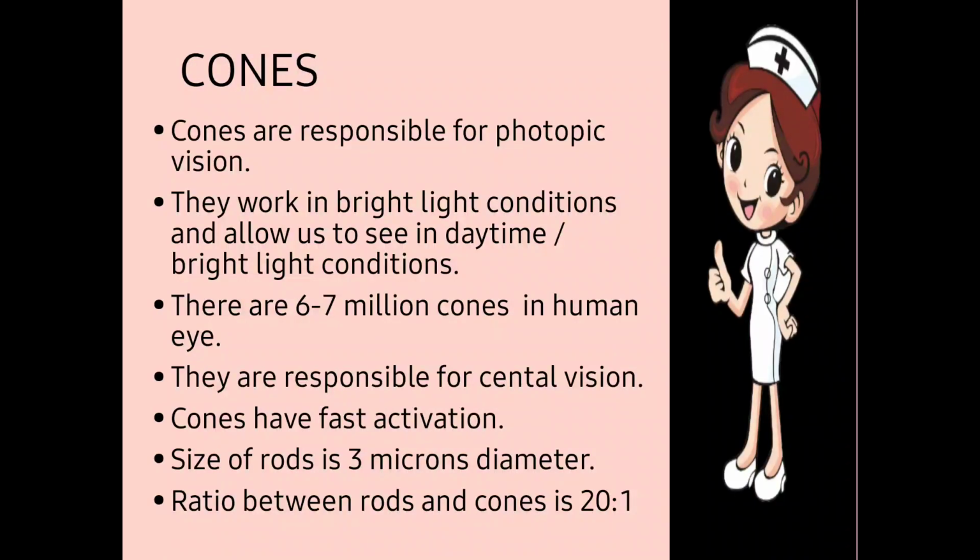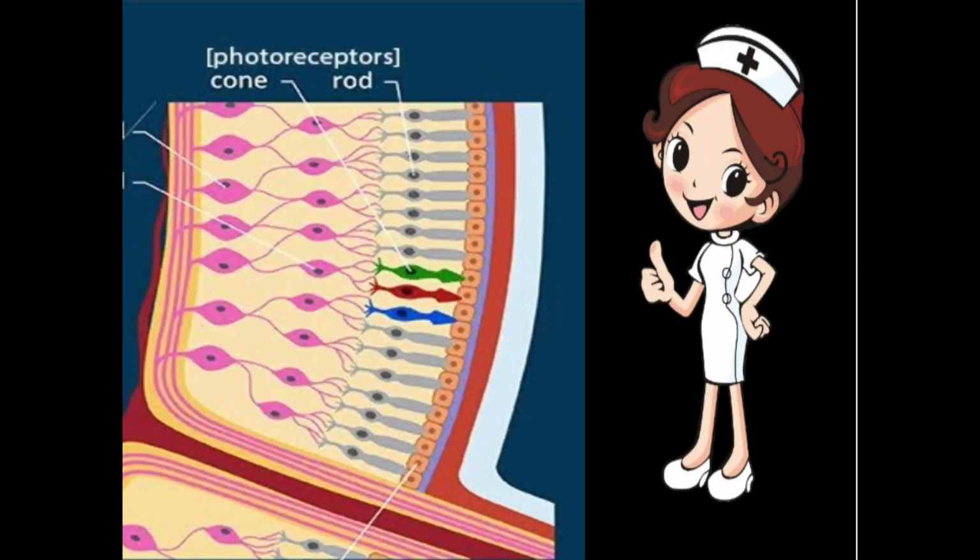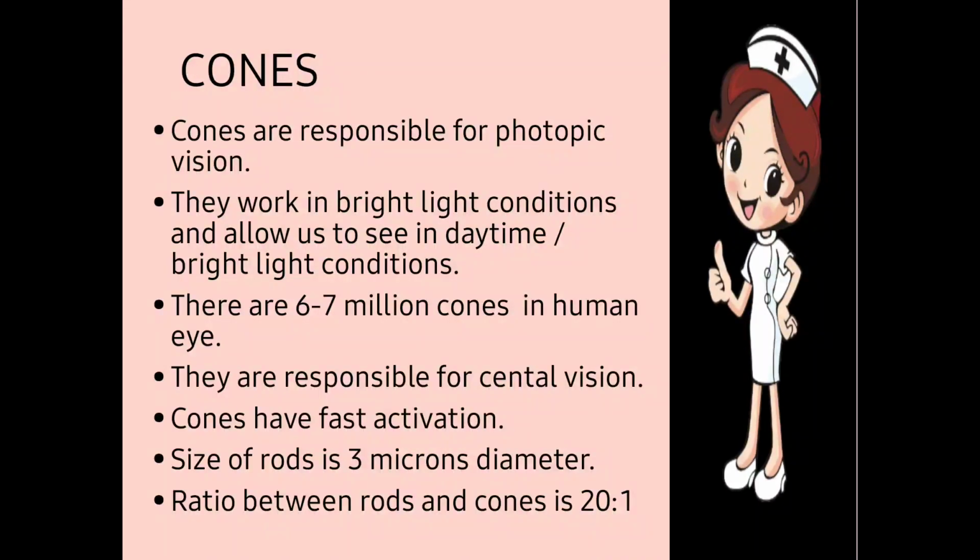Cones are responsible for photopic vision. Photopic means in the bright light condition, or colored condition. They work in the bright light condition and allow us to see in the daytime. If the cones are present, then we are able to see in the daytime conditions or bright light conditions. There are 6 to 7 million cones in the human eye. Here you can see the number of cones is less and the number of rods is more.